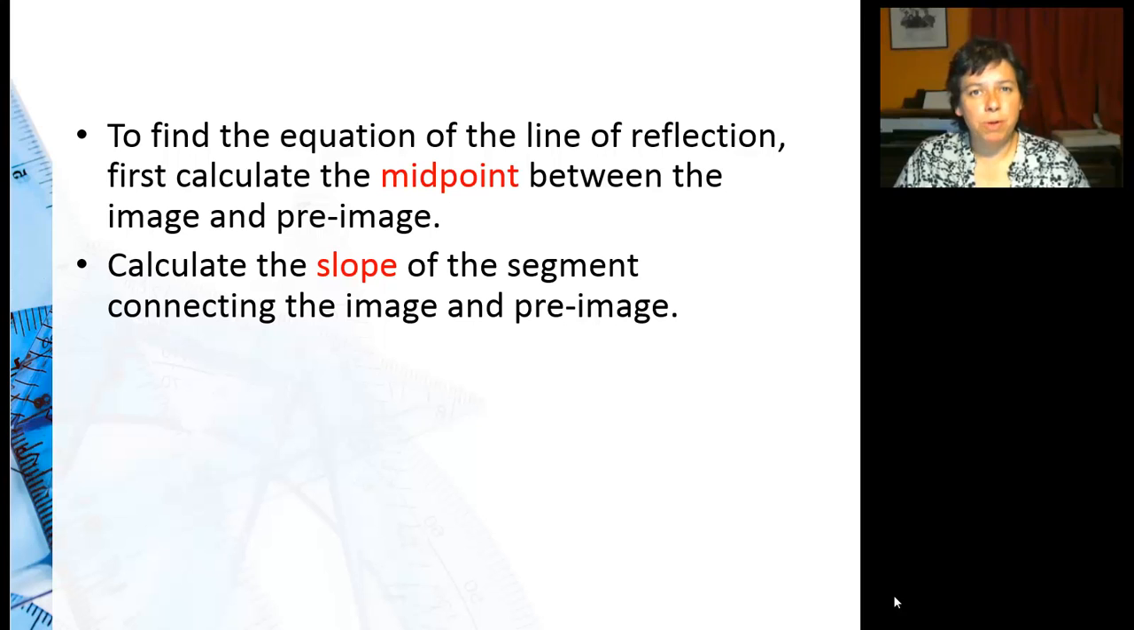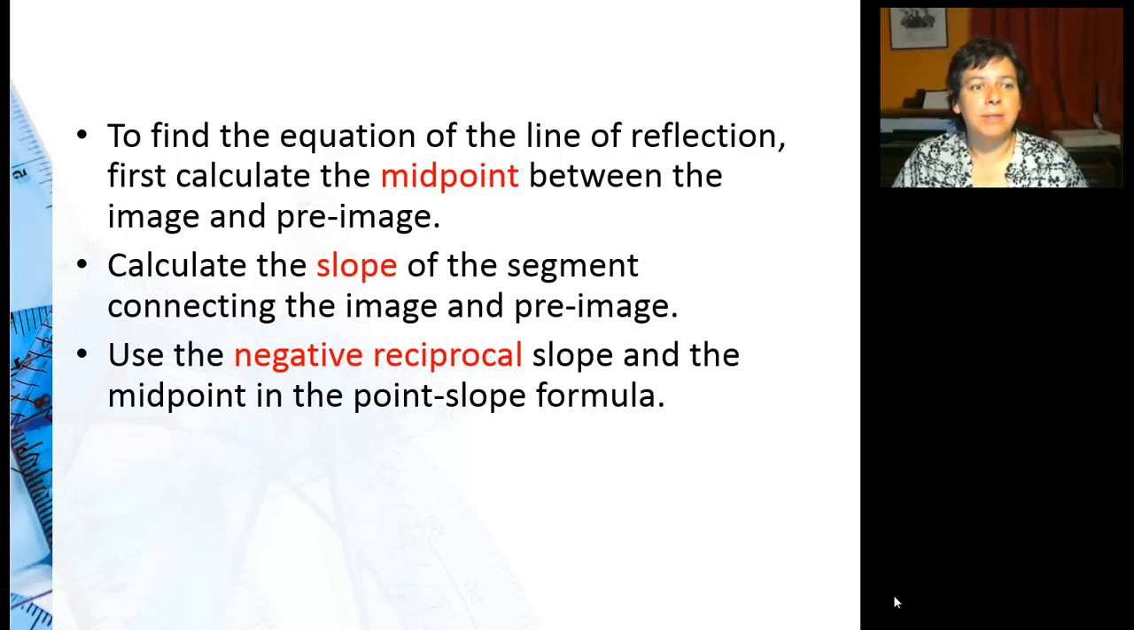But since it's a perpendicular bisector, you're not going to use that slope. You're going to use the negative reciprocal. That means the flip and change sign.